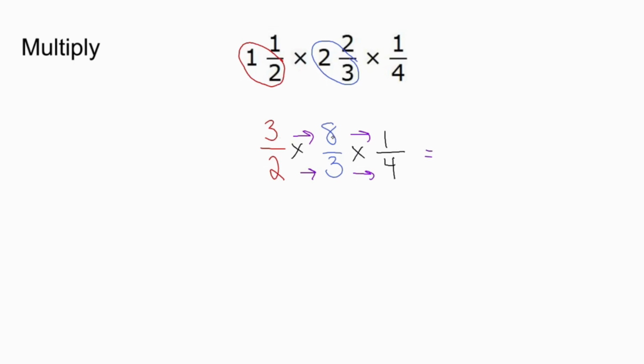3 times 8 is 24. 24 times 1 is still 24. 2 times 3 is 6. 6 times 4 is 24. Now, 24 divided by itself, 24, is 1.